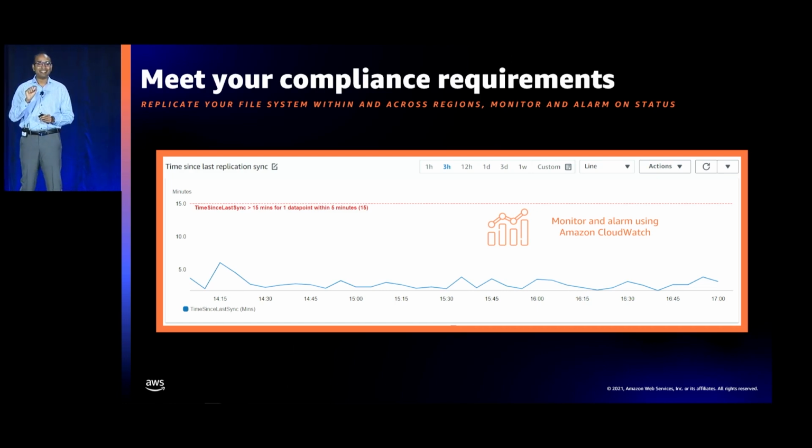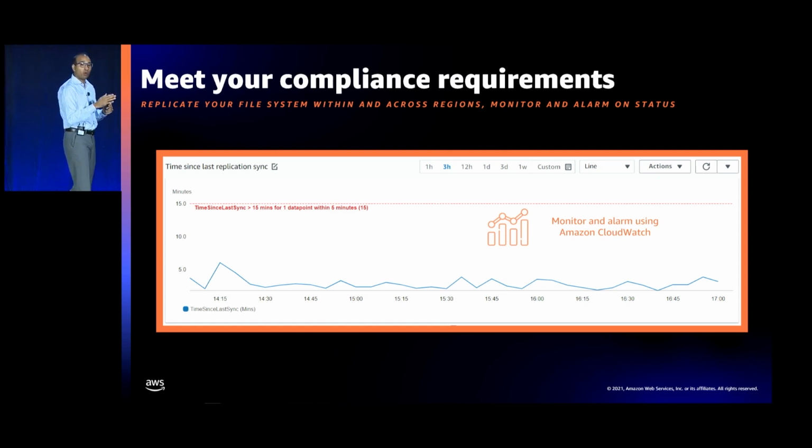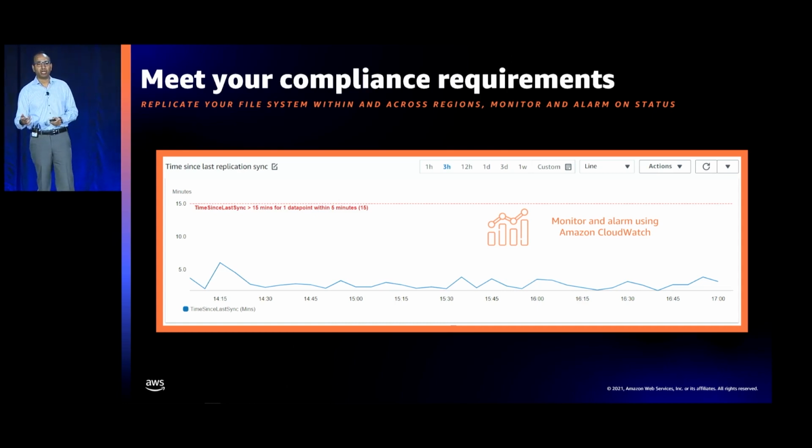So the time since last sync metric represents the duration of time in minutes since the replica was last synced with the source. So this represents your RPO essentially, right? So you can set an alarm to alert you if the last sync time is over 15 minutes. So if the RPO is breaching 15 minutes, then you get an alarm, you get a notification. So this will help you meet your compliance requirements, and you will always be alerted if the RPO is not meeting your requirements, and you're essentially ready for your disaster recovery.